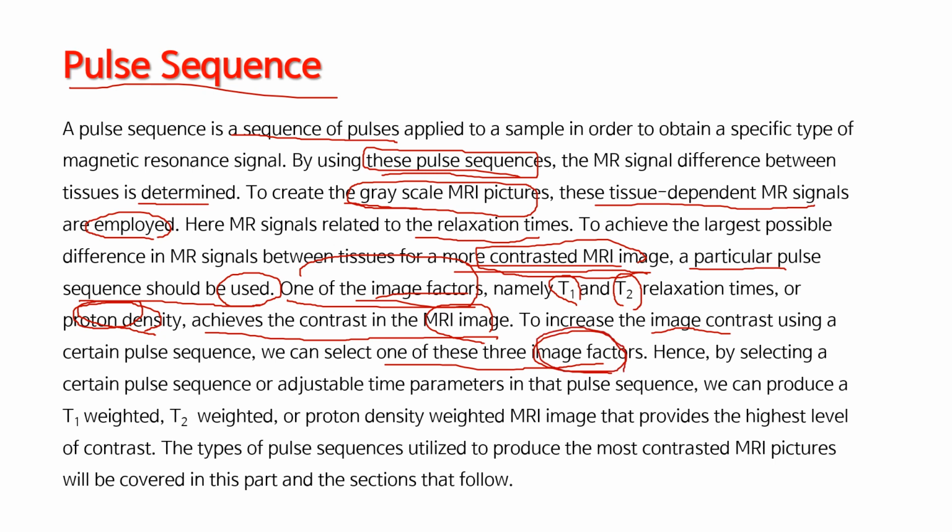Hence, by selecting a certain pulse sequence or adjustable time parameters in that pulse sequence, we can produce T1 weighted, T2 weighted, or proton density weighted MR images that provide the highest level of contrast. The types of pulse sequences utilized to produce the most contrasted MRI pictures will be covered in this part and the sections that follow.